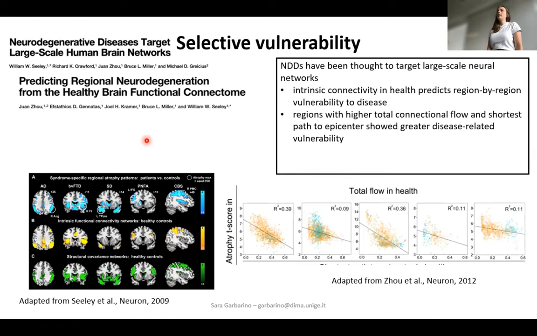So on the second item, a couple of seminal papers on the context of finding association between vulnerable regions and brain connectivity patterns came out in the last, I think 2009-2012 from Seeley's lab. And although neurodegenerative disorders had already been thought to target large scale neural networks, those papers were the first to actually match neurodegeneration-induced vulnerability with patterns of intrinsic connectivity. And these papers essentially show that, indeed, intrinsic connectivity in health can predict regional vulnerability to disease in terms of neurodegeneration, and that regions with high flow and short path length, that are connectively closer to the most central regions, are the regions that show greater disease-related vulnerability. So this study links these two patterns of vulnerability from neuroimaging studies and brain connectivity patterns.